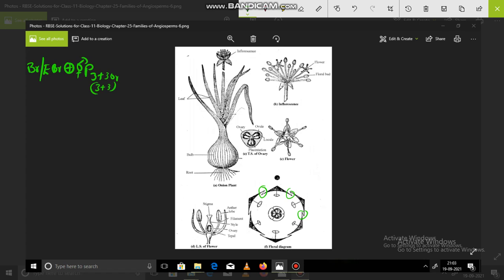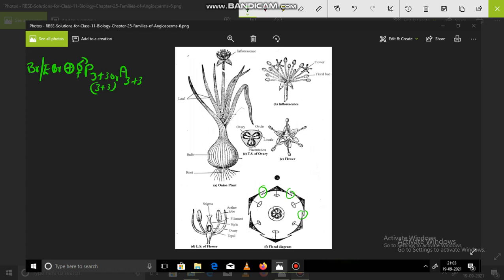Okay, so then let's come to androecium, the male part. Here you have 6 stamens which are arranged in the same way, in 3+3 order. That means two whorls of 3 each. It has 6 stamens arranged in two whorls of 3 each. So again you have 3+3 condition, and here there is a differentiation.